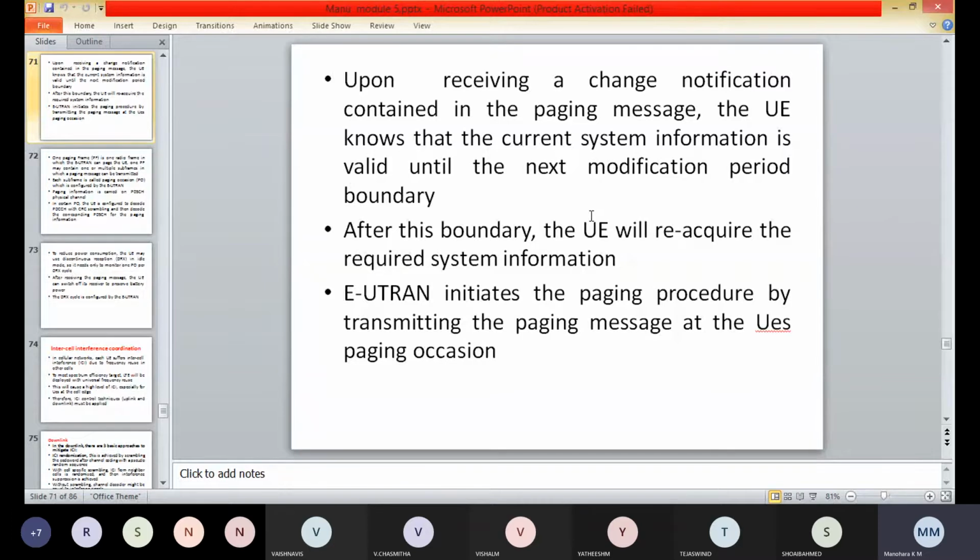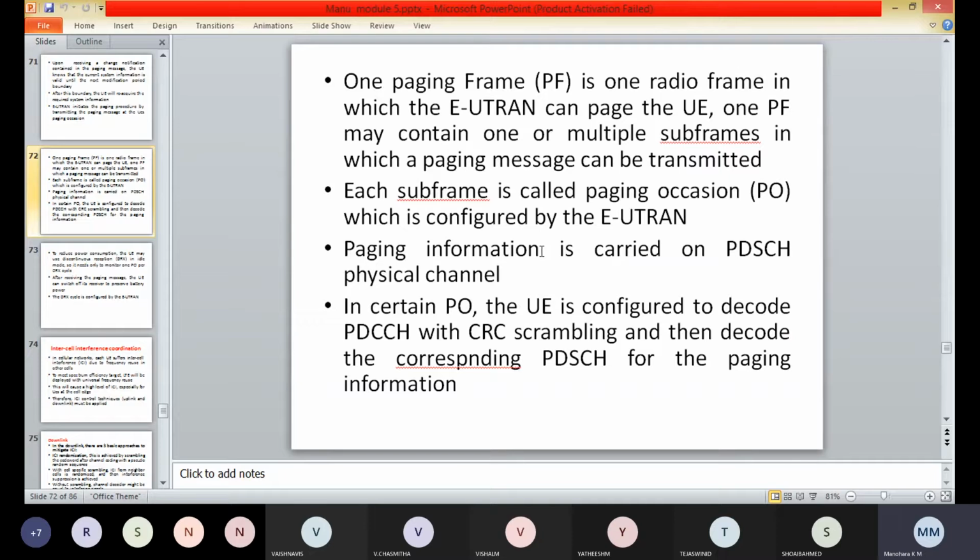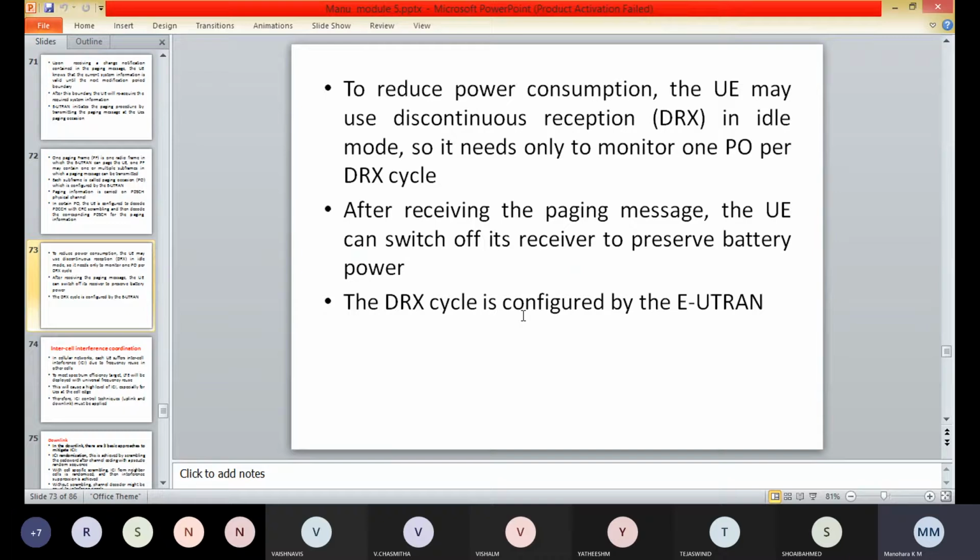To reduce power consumption, the user equipment may use discontinuous reception, that is DRX, in the idle mode. It needs to monitor only one paging occasion per DRX cycle. After receiving the paging message, the user equipment can switch off its receiver to preserve battery power. The DRX cycle is configured by the E-UTRAN.